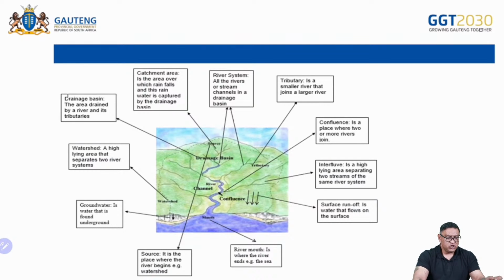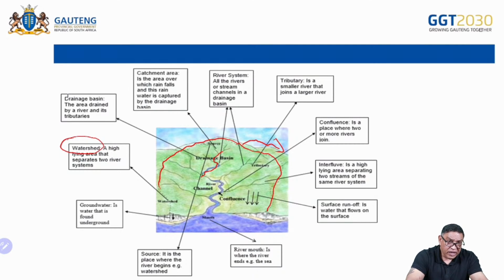If I look at the issues here, I'd like to start off with the watershed. And if I look at this point here, I'll see it's a high-lying area separating two river systems. So I have a river here, and on the other side of this high-lying area, I have another river. If you can visualize the Drakensberg mountain range, on one side you've got the Tugela River on the KZN side, and then you have the Vaal River on the Gauteng side, with the high-lying mountain range in between. Visualizing it makes it easier. So a watershed is a high-lying area separating two river systems.